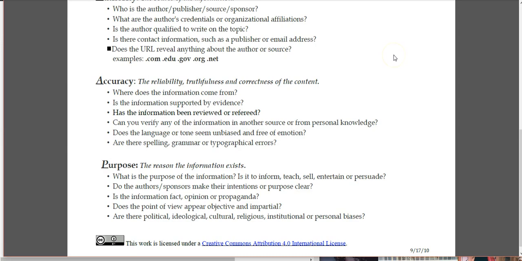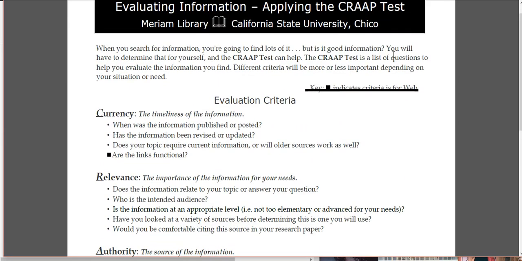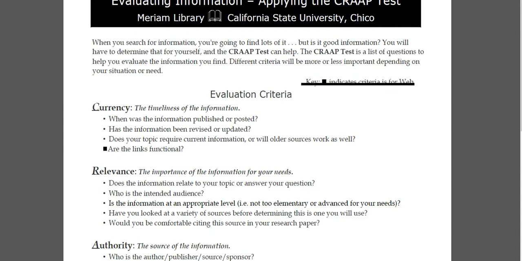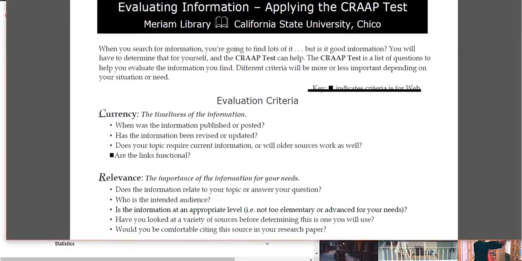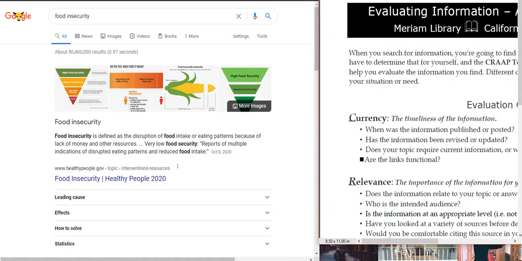Now, this is a lot of information to think about when you are looking at internet sources, but they're really excellent criteria for trying to figure out if those sources are going to be, for the purpose of this video, something that you could use in a research paper. So I am going to keep this up as we look and Google our topic.